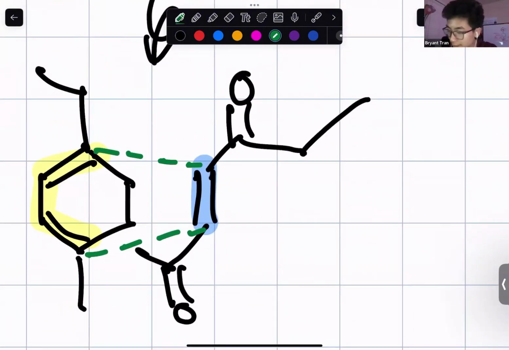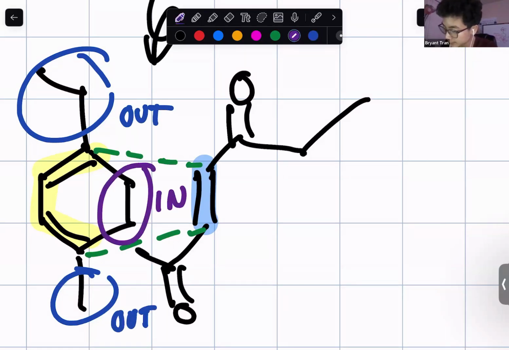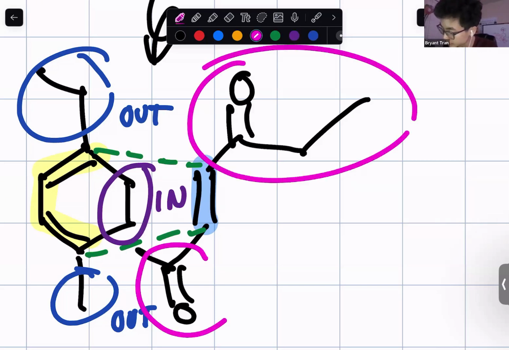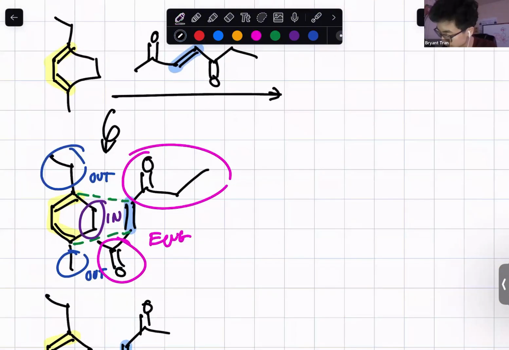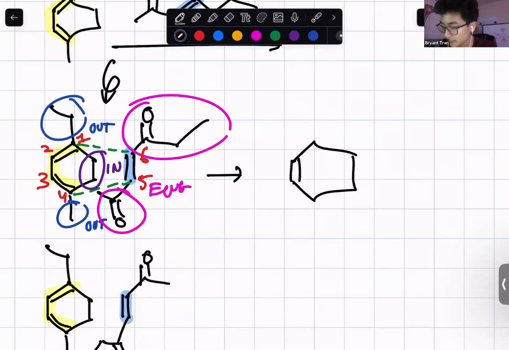Then once I draw that pocket out, I identify my out groups, in groups, and EWG. This is my out group because it's outside of the pocket. This is my in group because it's inside the pocket. And these are my EWGs, electron withdrawing groups on the dienophile. Now, when we do the mechanism, I'm going to number this atom 1, 2, 3, 4, 5, 6. Do the whole mechanism, which is always going to give us this product for Diels-Alder.